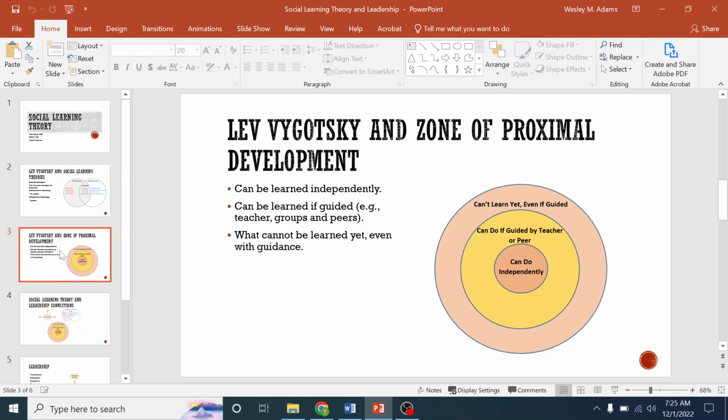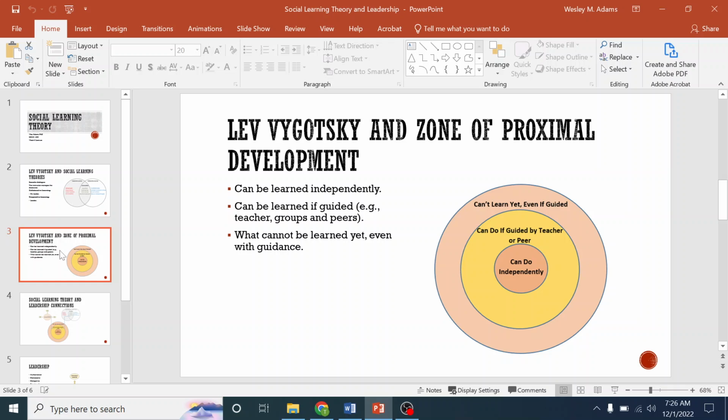Then we talked about zone of proximal development. And I said we're going to come back to this theory later in the semester when we get to experiential learning theory. But each time we do an activity, as we move through the semester, what I want you to do is pick up on those things that you think you could have done independently with very little instruction. And then look at those activities that you would have needed somebody to guide you through the process, either a teacher or a peer.